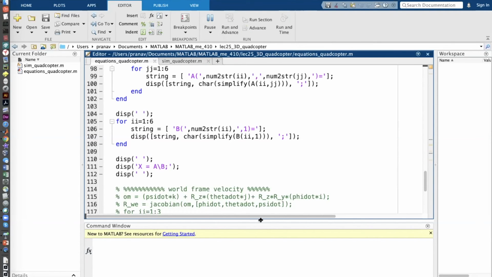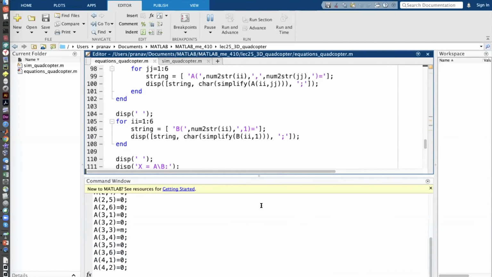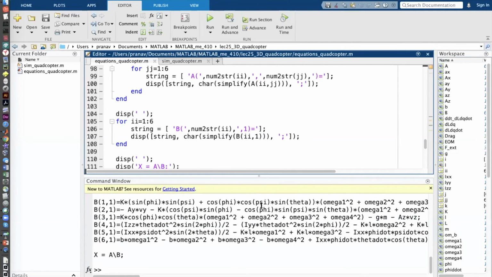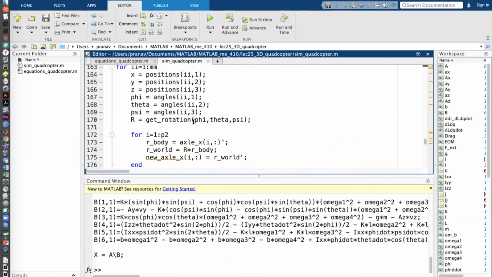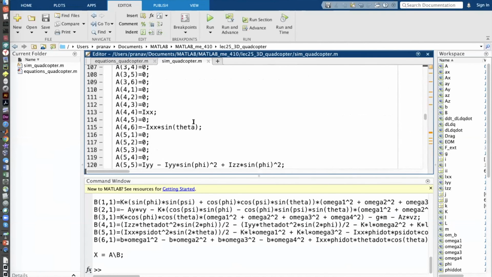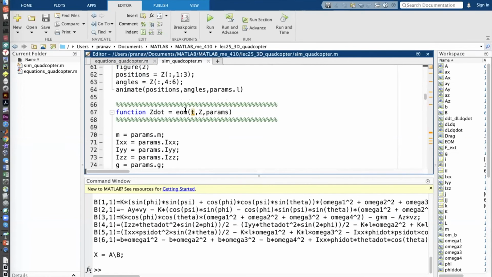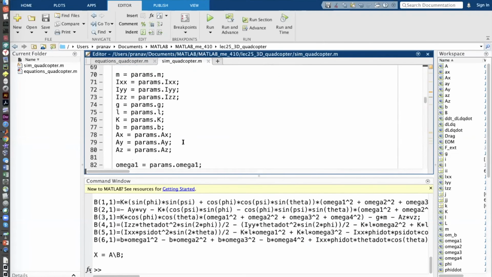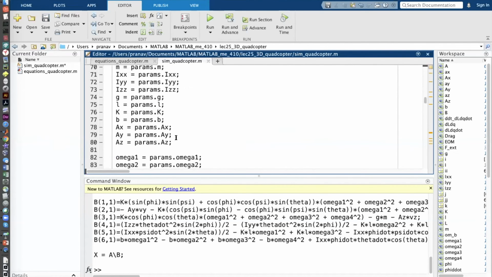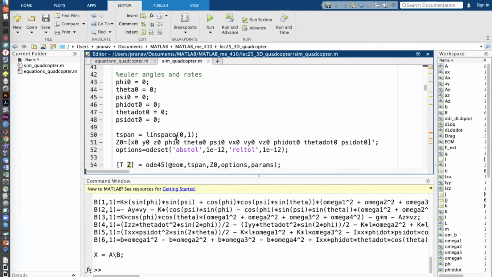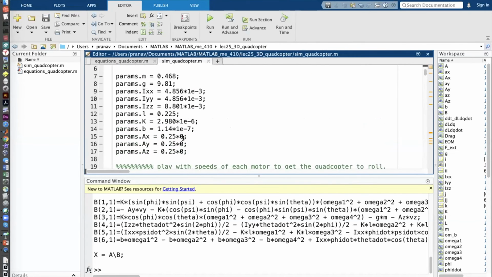So if you run this, it spits out the A and B matrices, which I then take and copy into the right hand side, which I think in this case I wrote down right here. So I call it EOM, which is equations of motion, and they are all copy pasted here. With that, I can do a simulation animation.